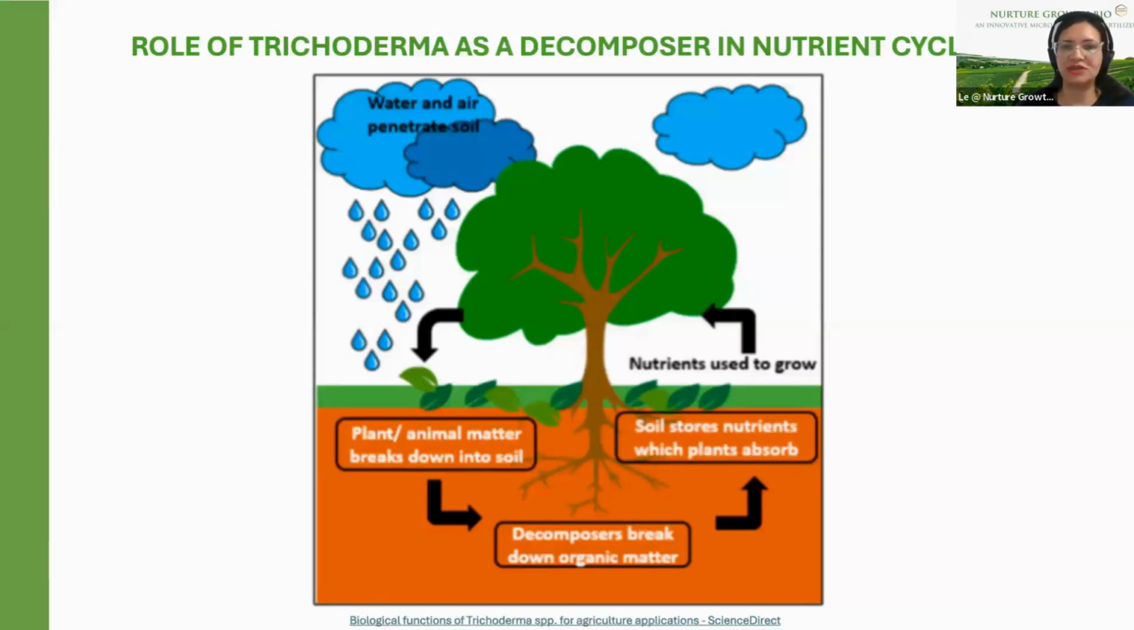Role of Trichoderma as a decomposer. In addition to the growth and development of plants and biocontrol, it also acts as a decomposer in nutrient cycling. Whenever there is plant or animal matter in the soil, it helps in the breakdown of this organic matter and contributes nutrients to the soil. These nutrients can be absorbed by the plant, and it is helpful in the growth and development of the plant.